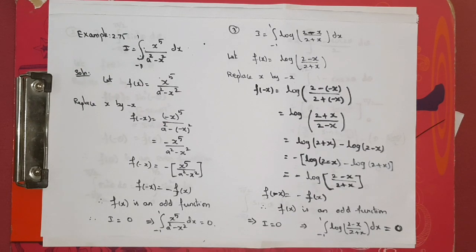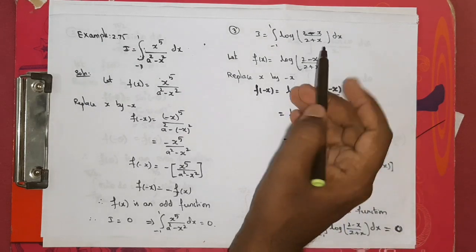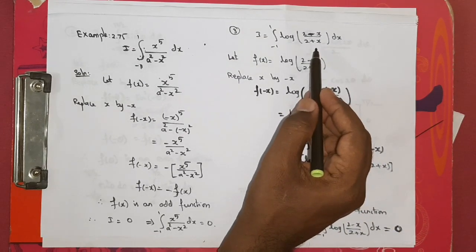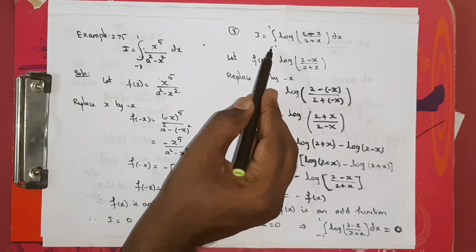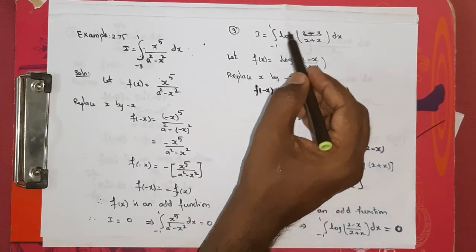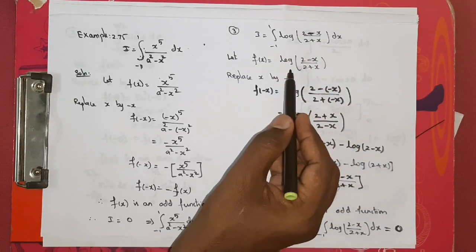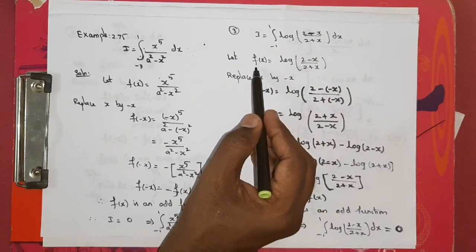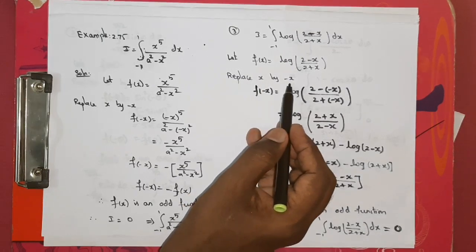Now we are going to see sum number 3. I equal to integral minus 1 to 1 log of 2 minus x by 2 plus x into dx. So this is the given integral. Now here also we notice that the integral has limits looking like minus a to plus a. So we have to verify this integrand part is odd or even. So I take that and I name it as f of x. Now to verify whether it is odd or even, we should replace x by minus x.